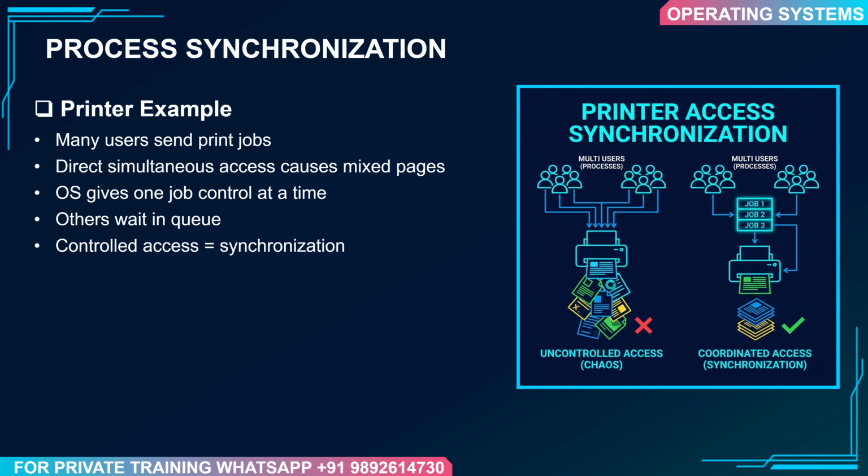Now think about something simpler, like printing documents in an office. 10 users send print commands to one printer. If the operating system allowed all processes to directly control the printer at once, pages could mix together. Half of one report may print, then a page from another report, then another interruption. The result would be chaos. Instead, the OS coordinates access to the printer. One job gets control, others wait in line, and each finishes properly. This waiting and controlled access is another everyday example of synchronization in action.